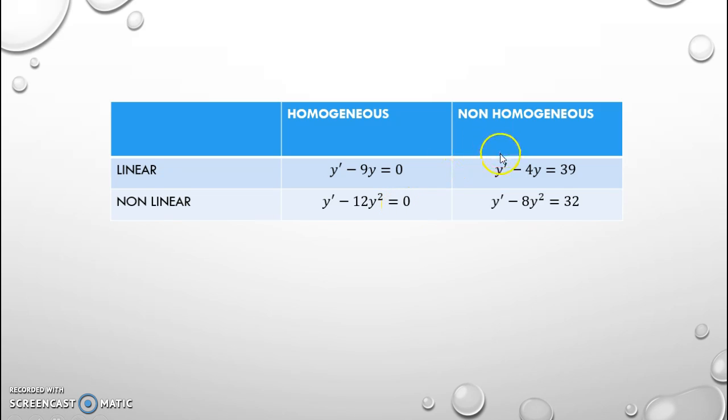For non-homogeneous, y prime minus 4y equal to 39. The g(t) is not equal to 0, so we call it non-homogeneous. Also for nonlinear, y prime minus xy squared equal to 32.